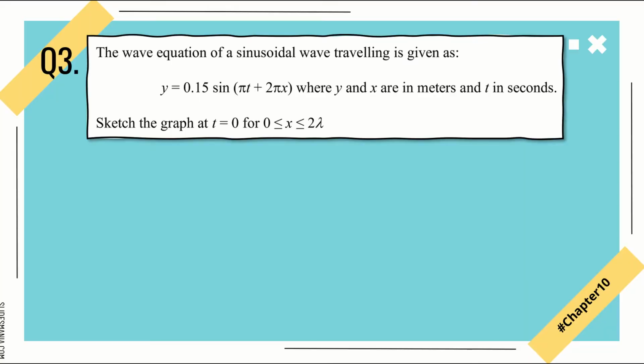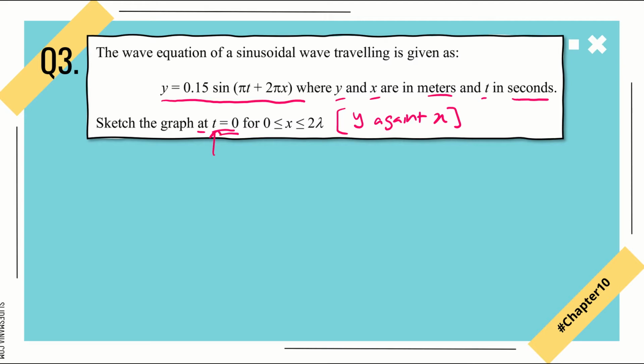Question number 3. The wave equation of a sinusoidal wave traveling is given by this equation, where y and s are in meters and t is in seconds. Sketch the graph at t equal to 0, which means that we want to sketch the graph of y against s, because t is equal to 0.